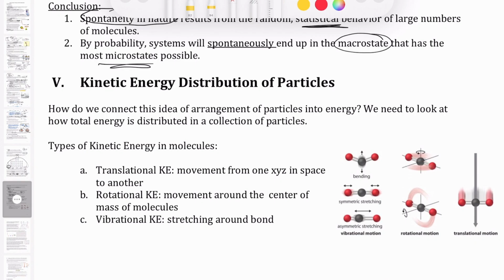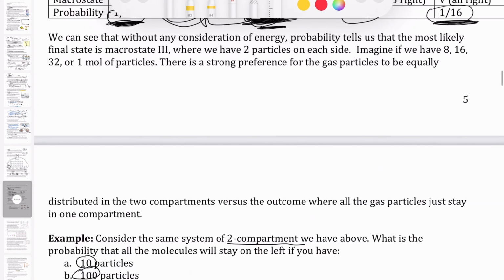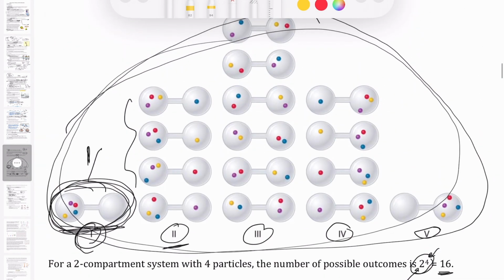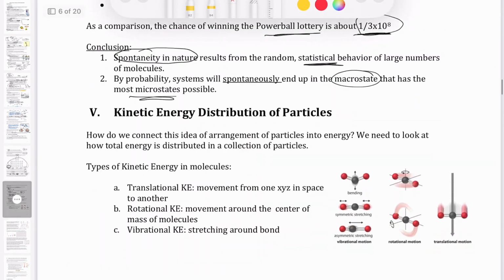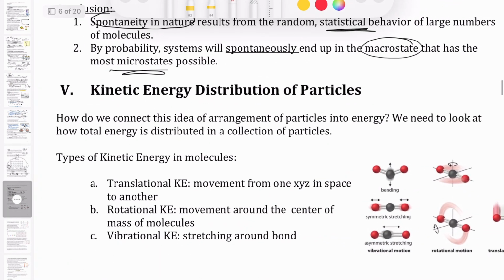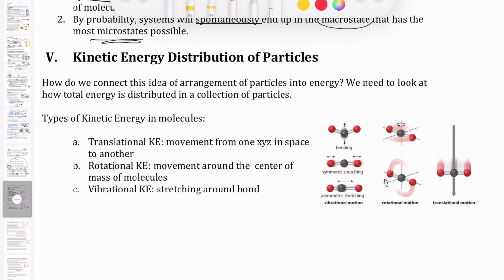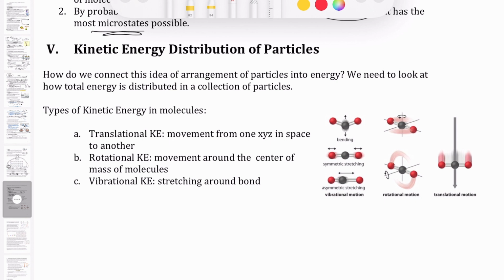How do we then take that observation that we just had about the distribution of these particles, where there's no change in energy, to actual particles that are moving around that have energy distribution, and how the energy is distributed at different quantities? So in order to do that, I'm going to discuss a little bit the idea of kinetic energy distribution in particles.